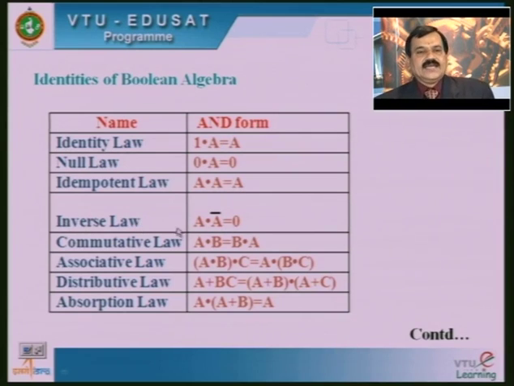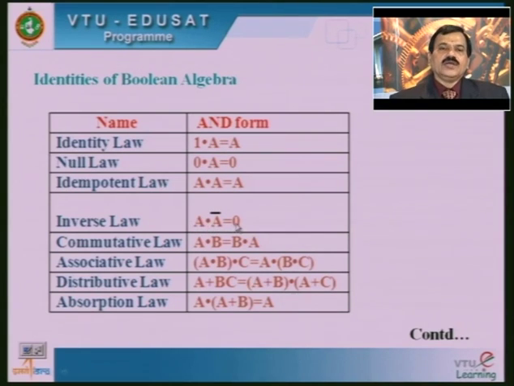Inverse law, that is a dot a complement is equal to 0. Whatever value we assign to a, the other multiplicand is the complement of that value. Hence if you assign a equal to 0, the complement value is 1, and since it is multiplication, the result is equal to 0. It is the same in reverse: if a is equal to 1 and a bar is equal to 0, under that condition also the multiplication value becomes 0.